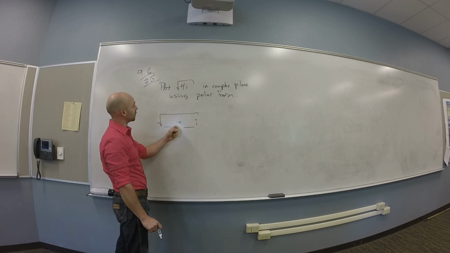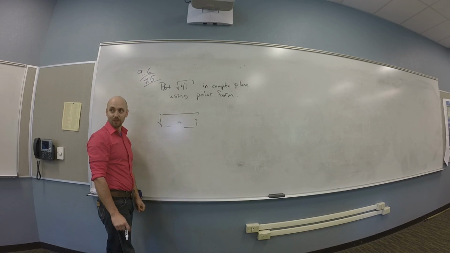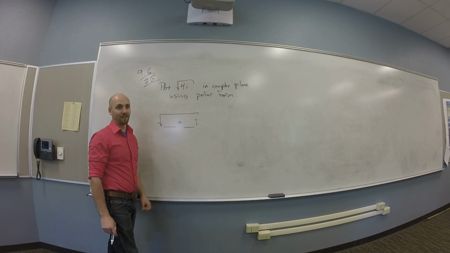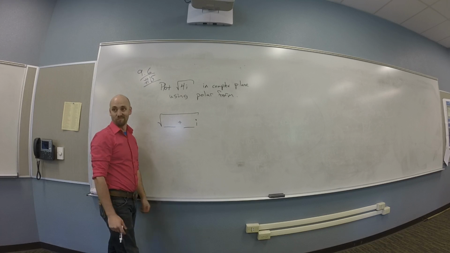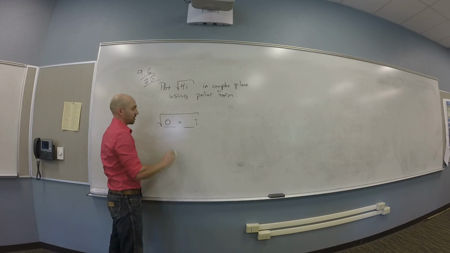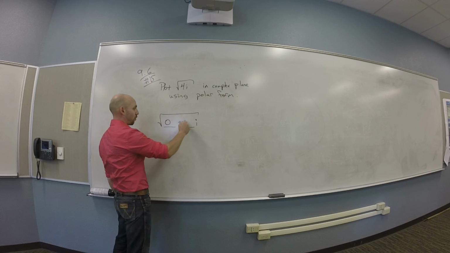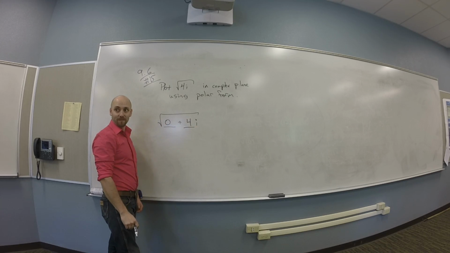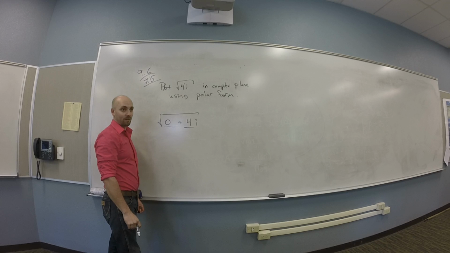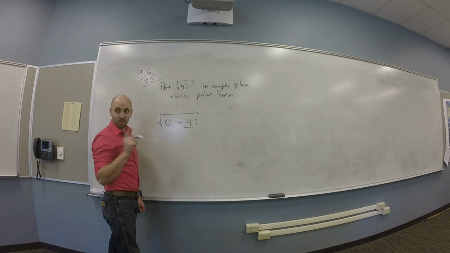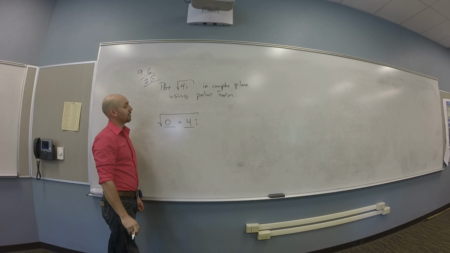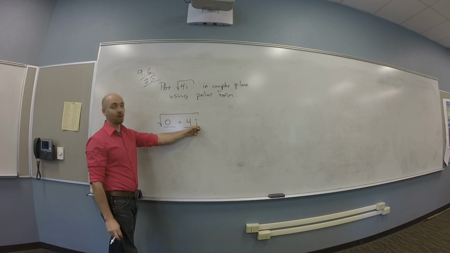So how many somethings without i's do you have in the 4i up there? What do you got without an i on it? 0. Nothing, right? So there's nothing, and then there's 4 i's, right? Does it matter where you put the 4 or the 0, like 4i plus 0? Yeah, the 4 definitely has to go with the i's.